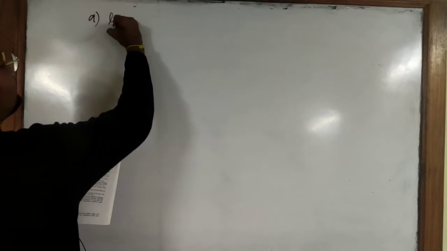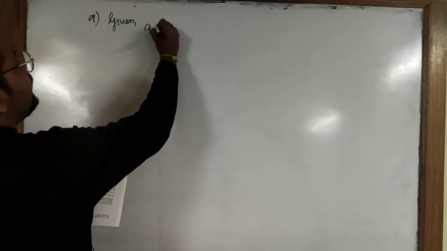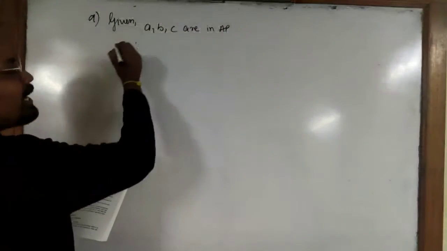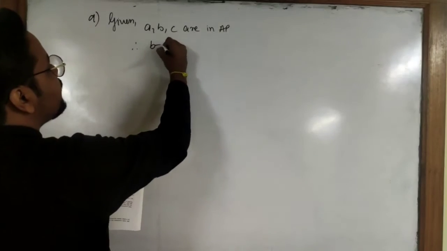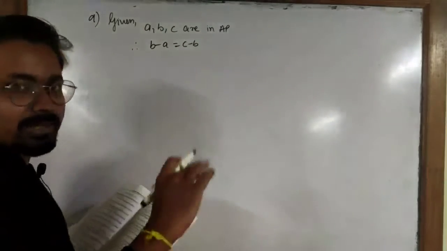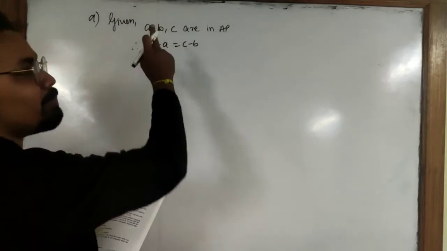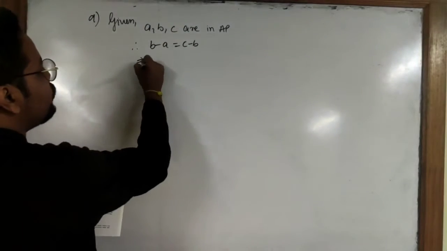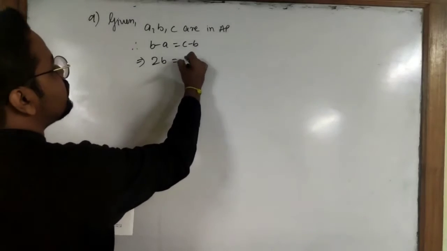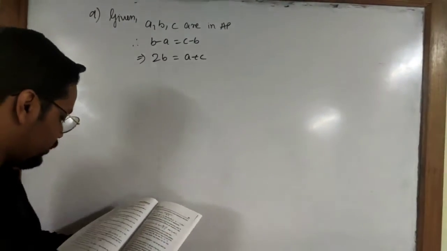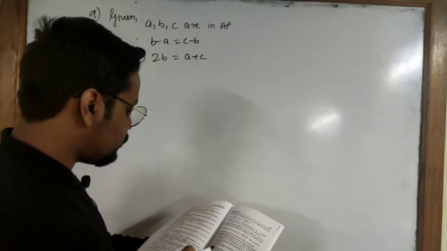It is given that A, B, C are in AP. If A, B, C are in AP, what will we get? We will get B minus A equal to C minus B, just like the previous one. They have a common difference: the difference of B and A and the difference of C and B must be equal. If we do side change, we get 2B equal to A plus C. This is what we know.